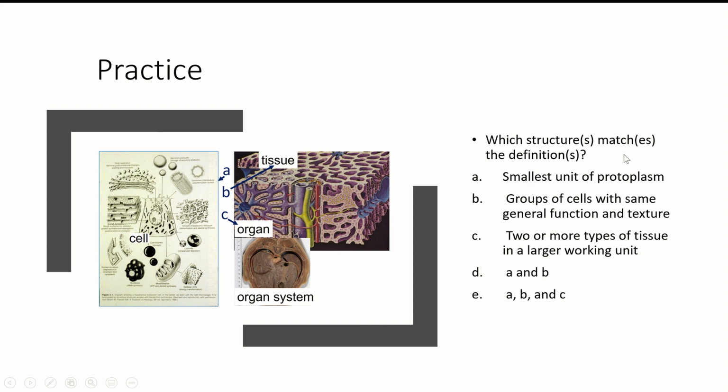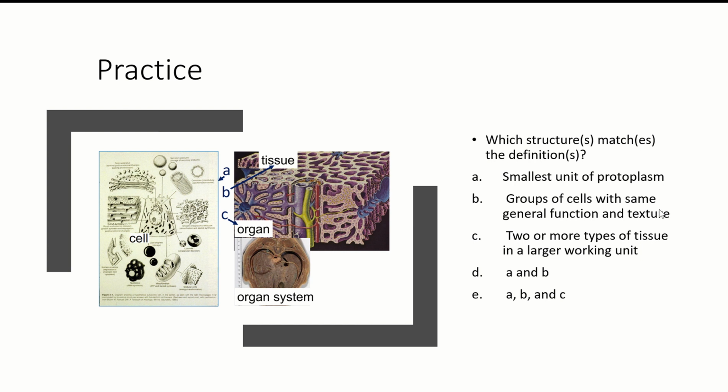Okay, so we'll do the first practice question. Which structure matches the definition? So A, the smallest unit of protoplasm. And remember, we said the smallest unit of protoplasm that can maintain life by itself is going to be a cell. So that is what this one is pointing to, right? It even says cell. So A is going to be correct, right? So a cell is the smallest unit of protoplasm. So that one's correct. We'll move on to B.